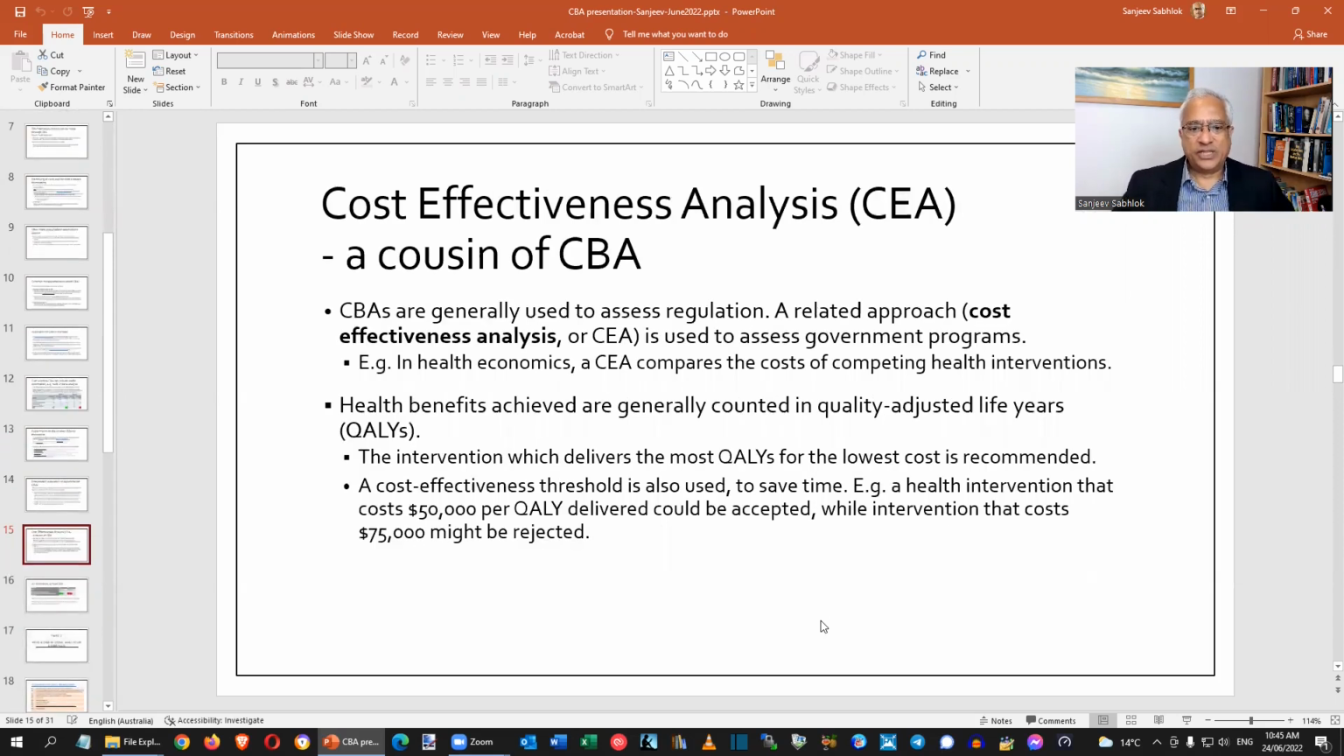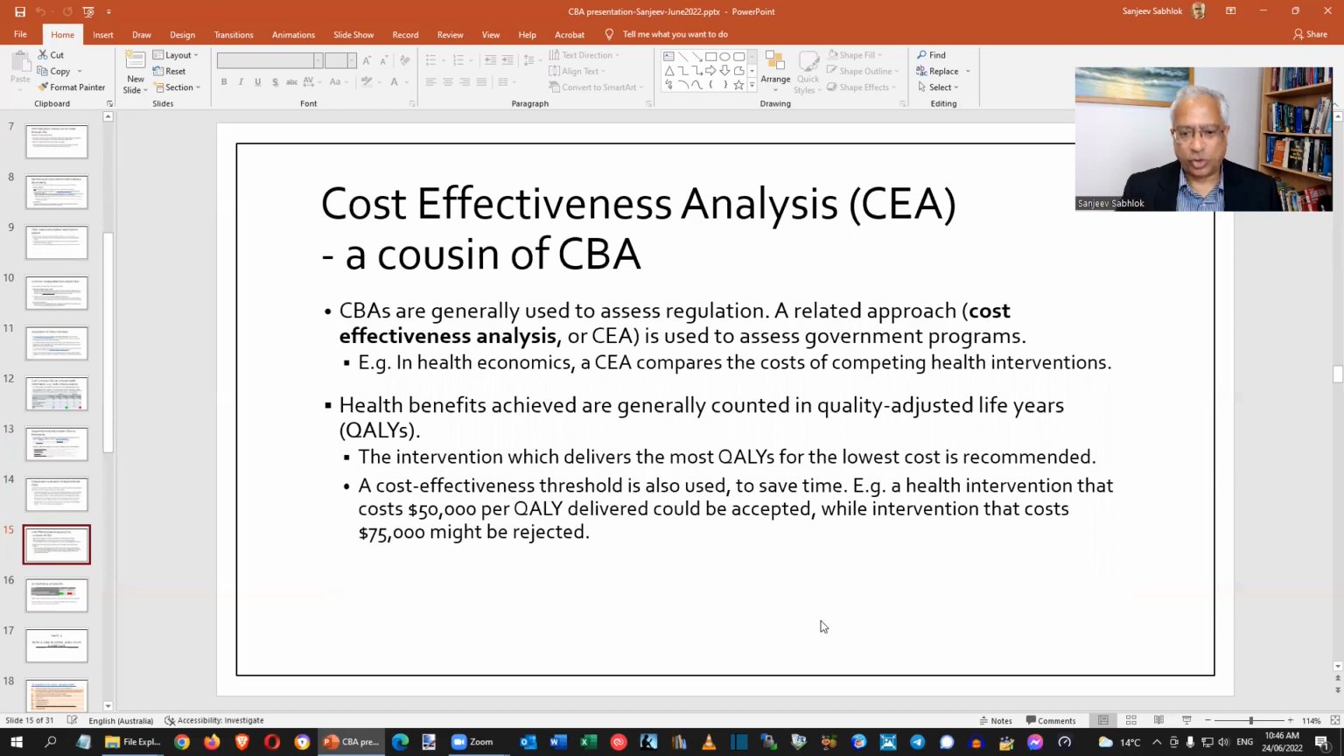A cost-effectiveness analysis is a cousin of CBA. This is something that is used largely in the health sector, health economics. Basically, it's similar to buying two cars. So we're comparing two things and saying, okay, which is more effective in terms of, say, mileage or whatever. And so in health, we generally count the benefits in quality adjusted life years. So we look at an intervention which delivers the most QALYs for the lowest cost.